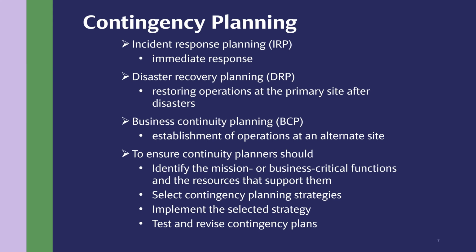Based on that, you need to select contingency planning strategies, whether it is IRP, DRP, or BCP, and then implement the selected strategies. Then you need to test and revise the contingency plan, because you don't want a plan which has never been tested. In the case of iPremier, we saw they had a BCP, but they never tested that BCP. So it's very important to test and to revise, because if there are changes in the business process or some internal changes, your contingency planning should also get revised based on those changes.